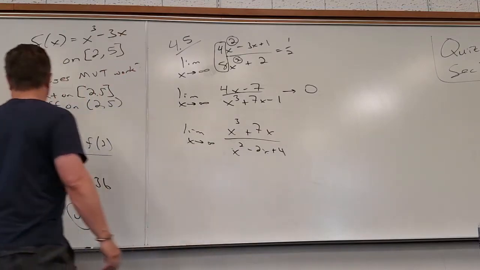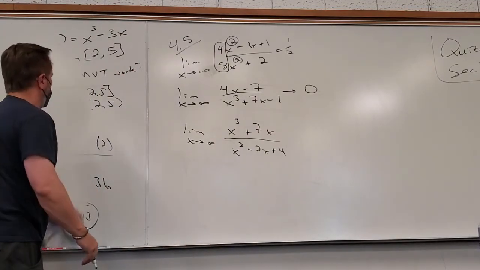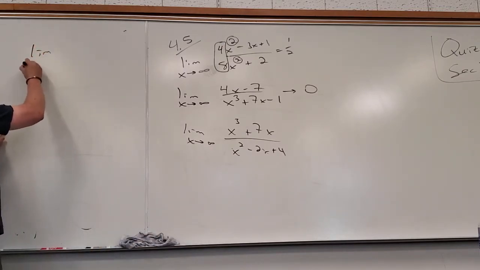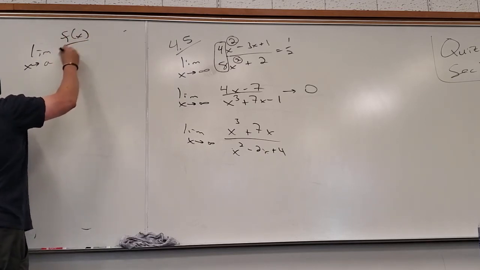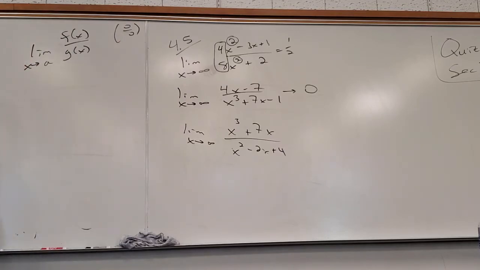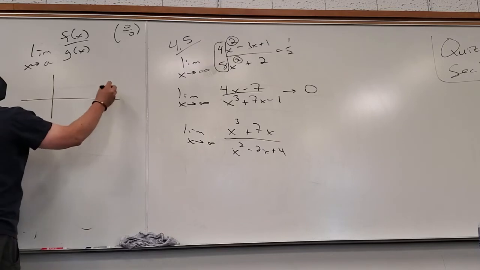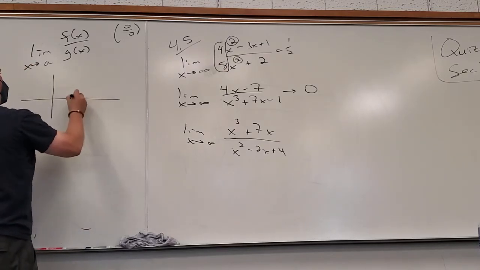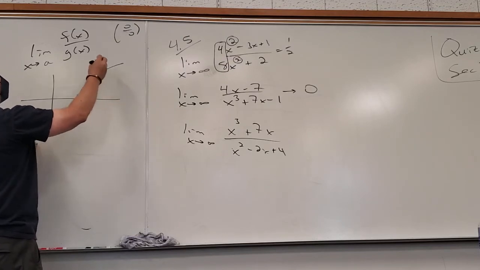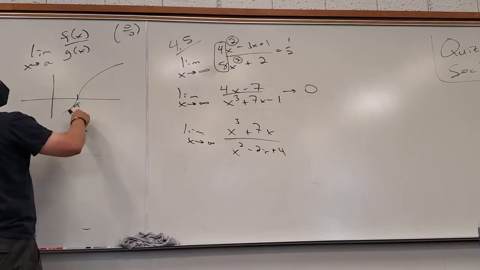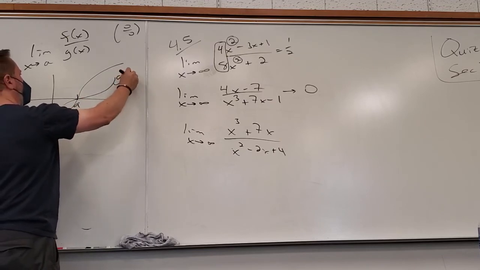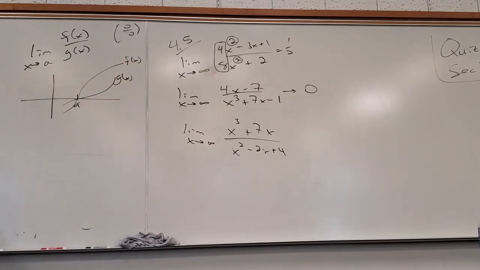Well, let me give you an idea. If I have the limit as x goes to a of two functions, and let's say that it's in the form 0 over 0, what that means is whatever f is has to go to 0 at a, and whatever g is has to be going to 0 at a. So this is g, this is f. Are you guys with me?